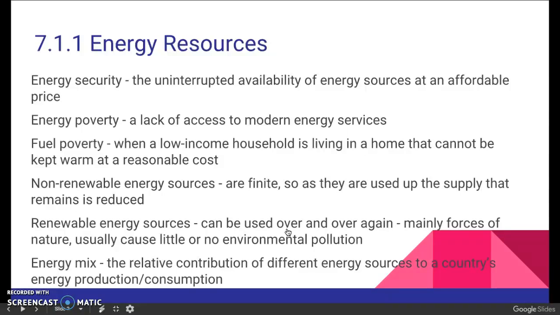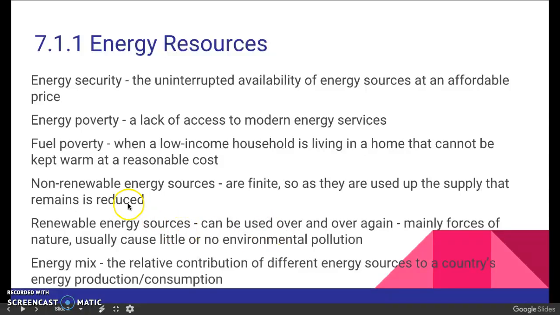There is on here energy poverty. So energy poverty is referring to people who do not have regular access to modern electricity and other services. There are regions of the world where people still today live without electricity, or might have electricity that is not dependable on a regular basis.